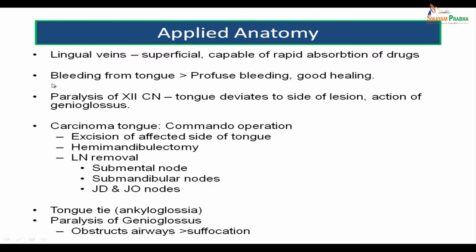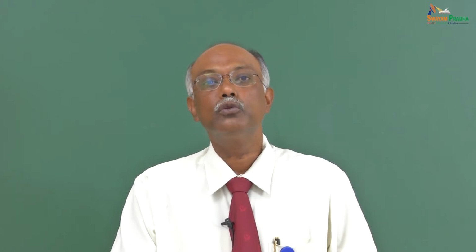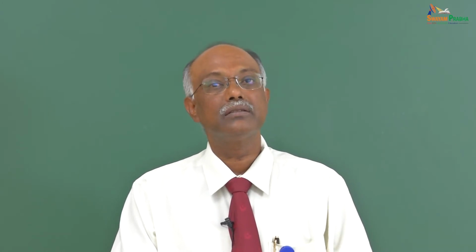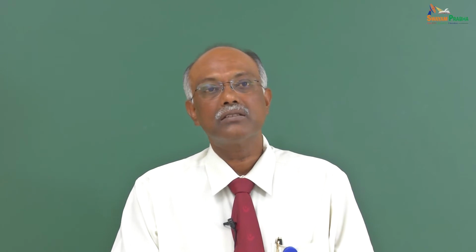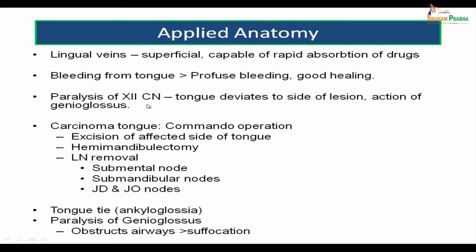Now, as you know, the tongue is a highly vascular organ, and there are incidents when patients having epileptic fits can bite their tongues, and this can cause profuse bleeding. But since the tongue is so vascular, it usually results in very good healing. Now, if there is a paralysis of the hypoglossal nerve, what is the basic function of the hypoglossal nerve?